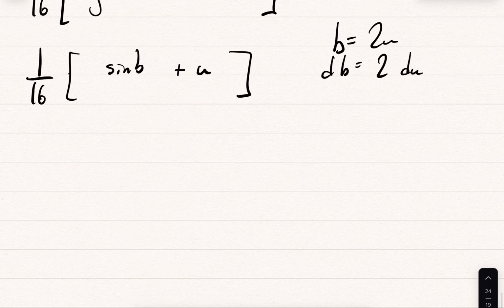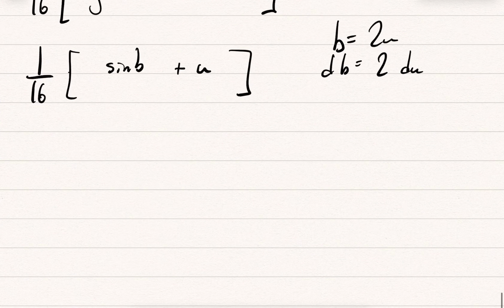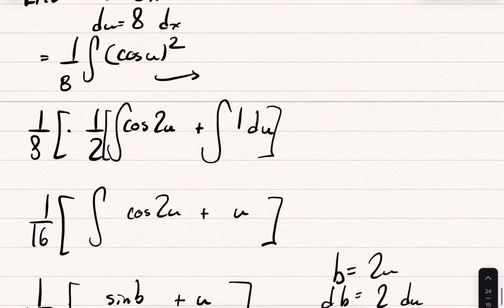Okay. So sine b, and then we said that b is 2u. So I got sine, my bad, stick with the colors team. We got sine 2u plus u, and what does u equal?